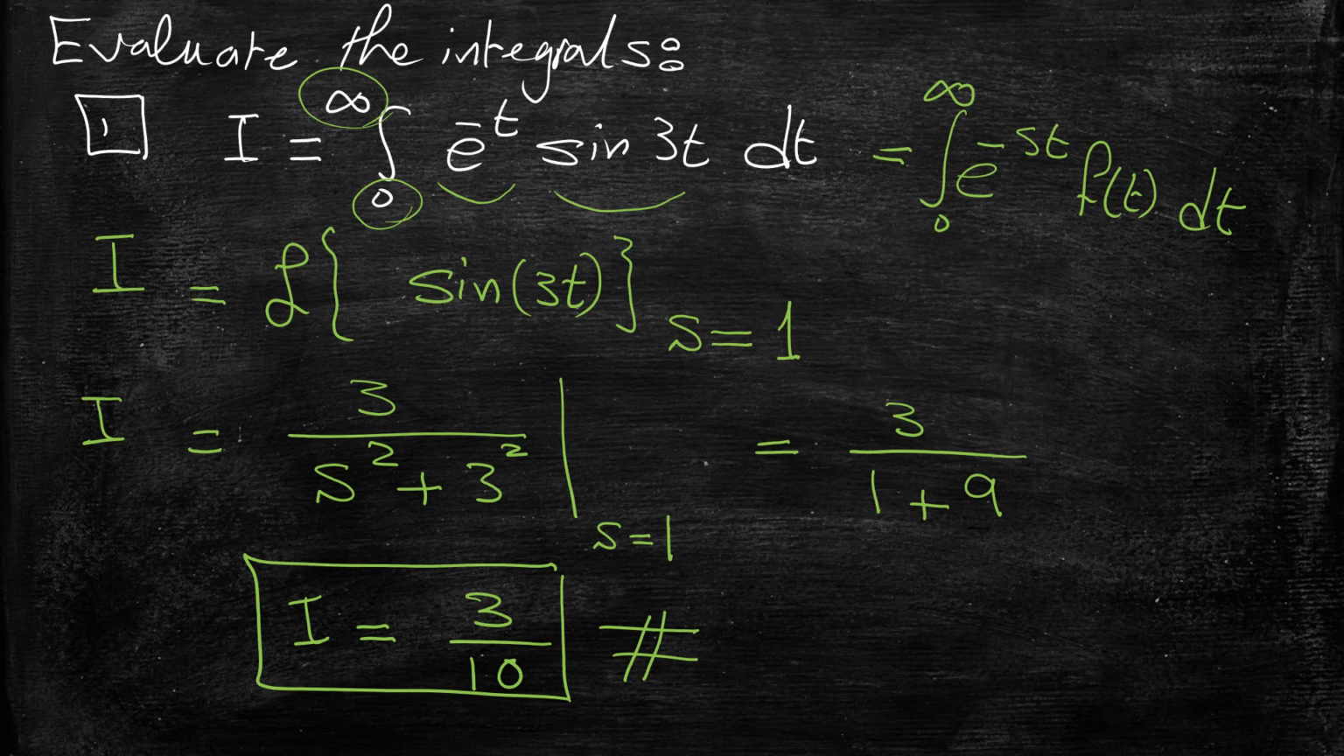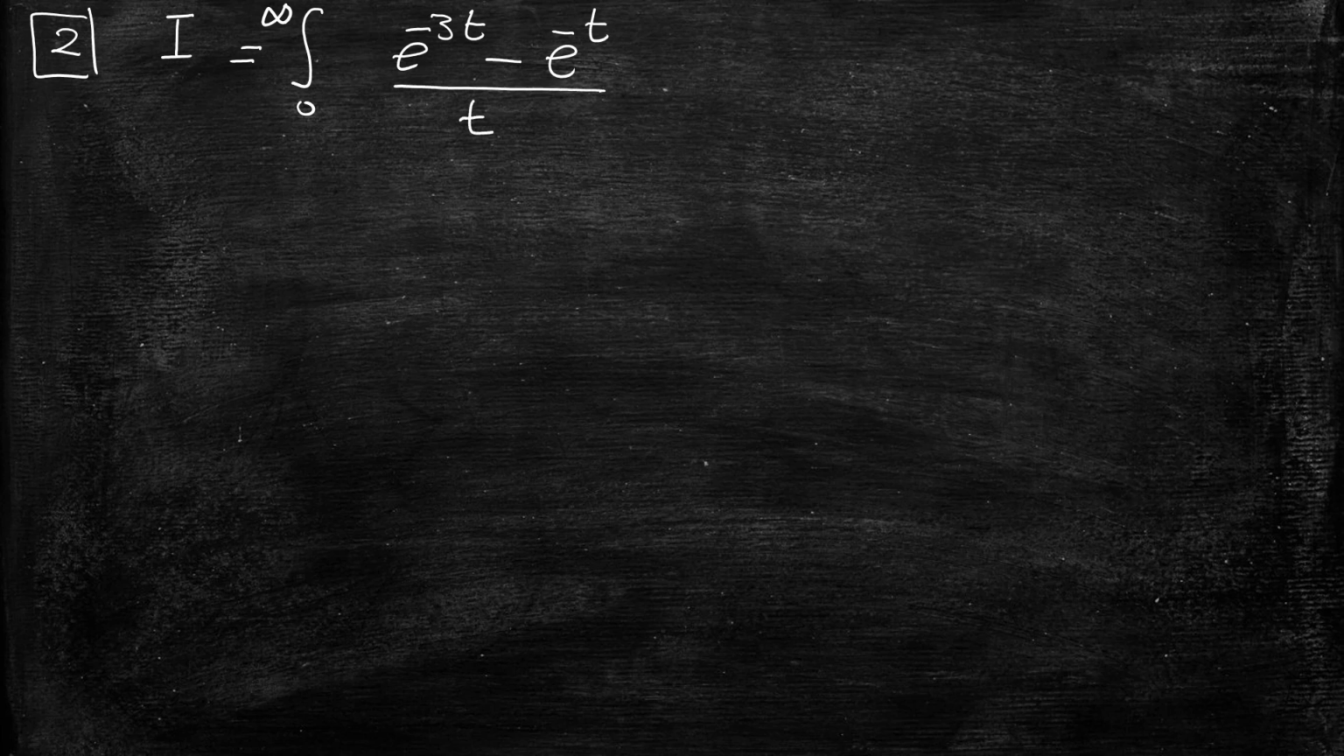So let's see another example here. We need to evaluate the integral I equal integration from 0 to infinity of e power minus 3t minus e power minus t, all divided by t, dt. So from the beginning, don't get confused. We don't have an exponential. This is our function, like this is our f of t.